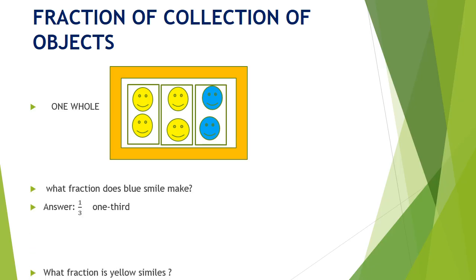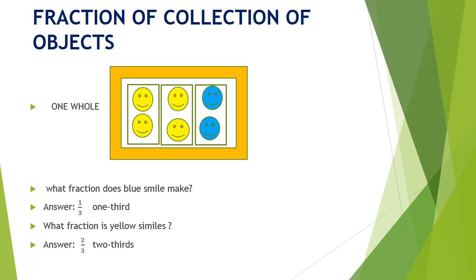We are dividing this whole collection into 3 equal parts, 2 in each group. So we have here 1, 2, 3 groups. How many groups have we made? 1, 2, 3 groups. So we have 3 groups of smileys, and blue smileys make one group. So 1 out of 3 makes the fraction for blue smiley.